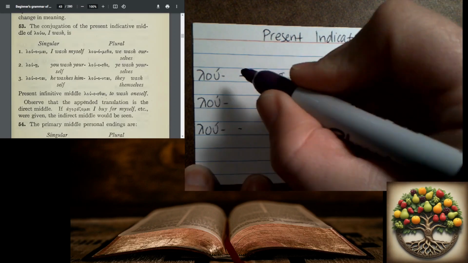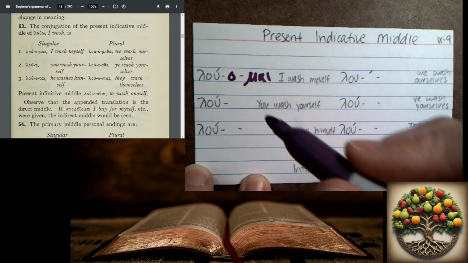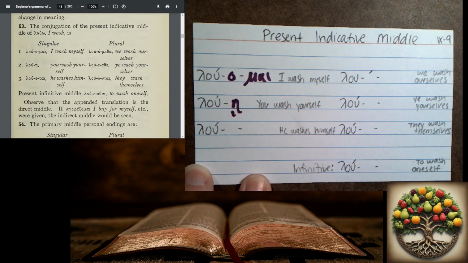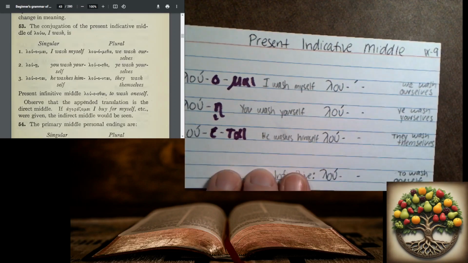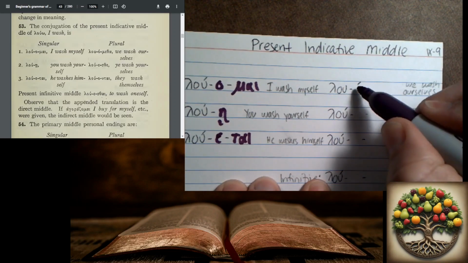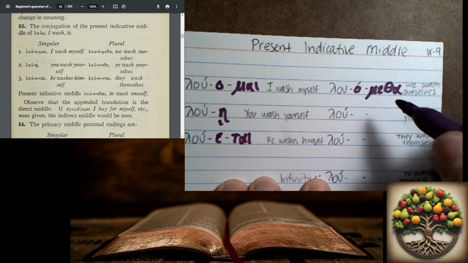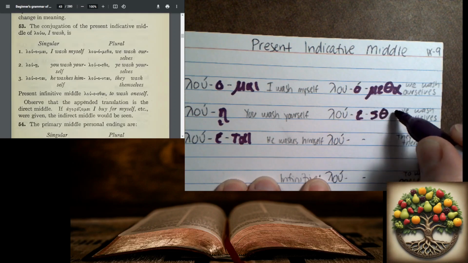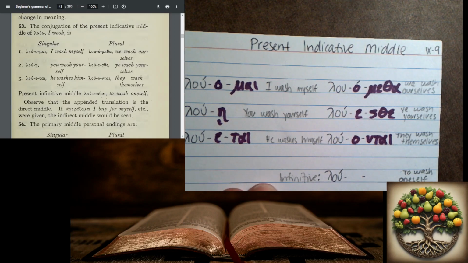Luomai, lue, luetai, luometha, lueste, luontai. And then we're looking at the infinitive middle, luesthai.